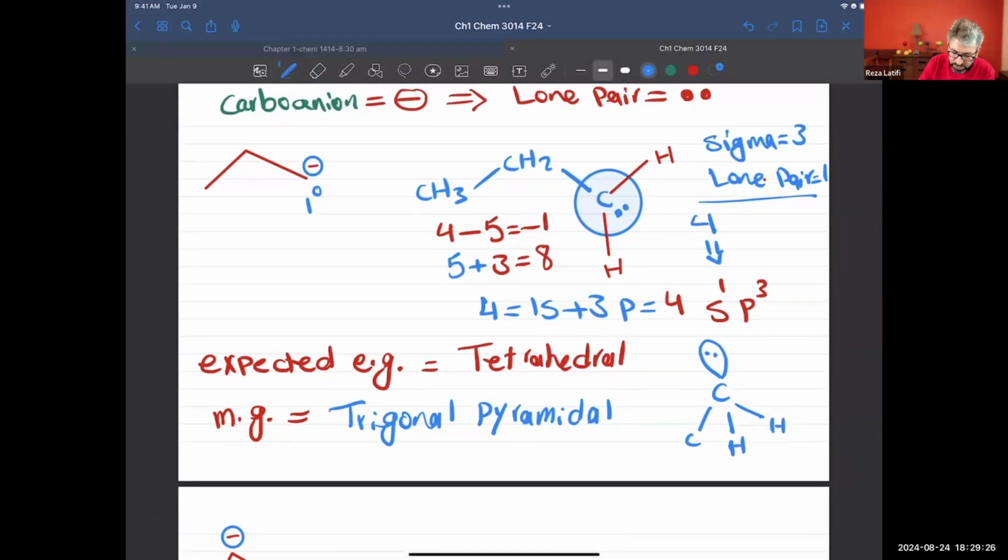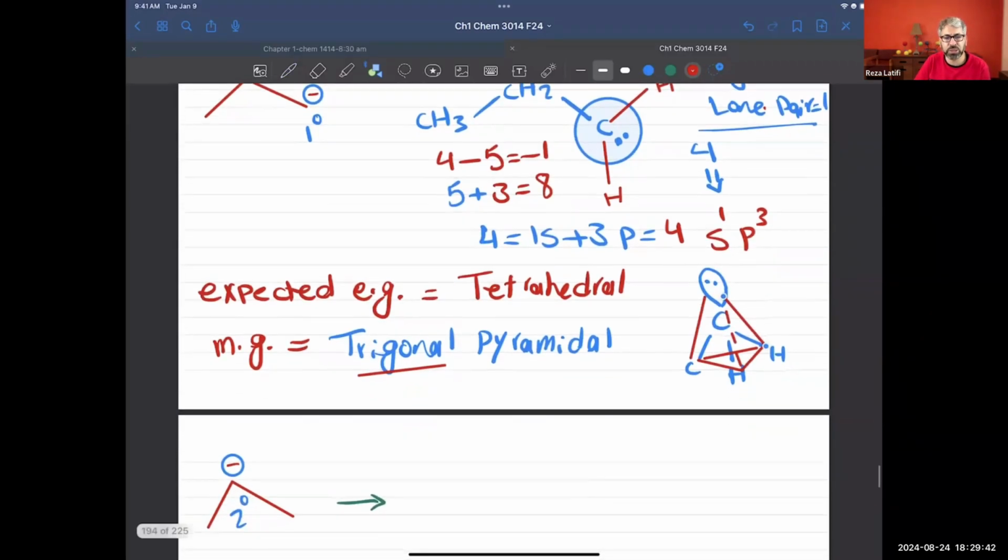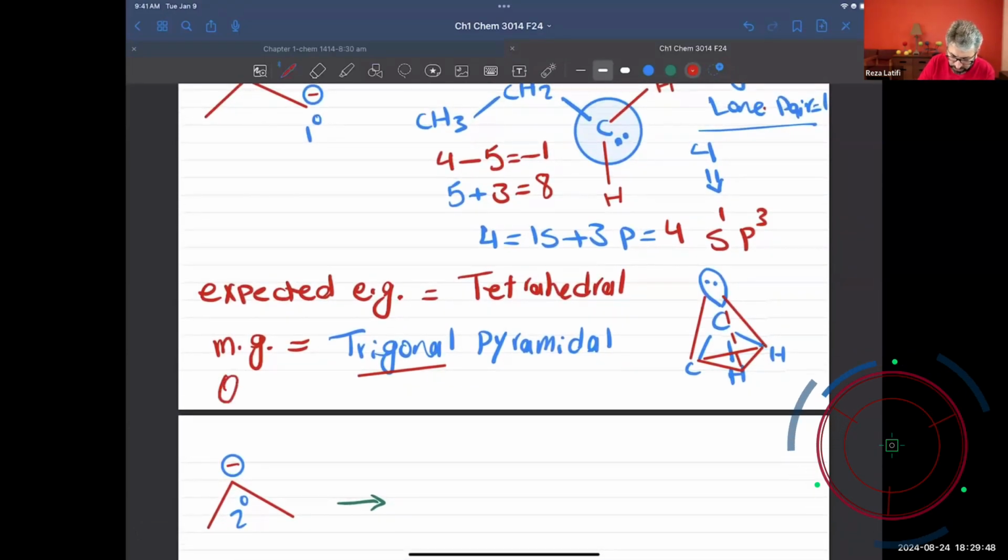I see 3 atoms at the bottom. I'm going to connect them. That's going to give me a trigonal. And if I connect them to the lone pair, it will give me a pyramid. And that's the reason I call it trigonal pyramidal. And I expect the bond angle to go down by 2 degrees. So the expected theta, instead of 109, will be something around 107.